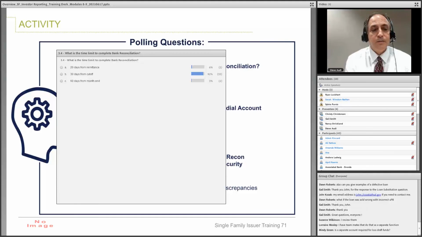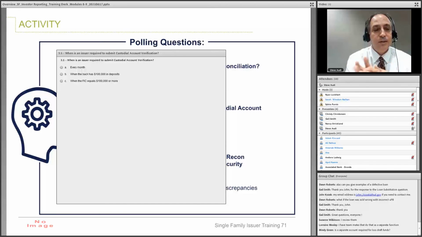All right, let's go on to the next one. You can start voting now as to when is an issuer required to submit CAVS information.